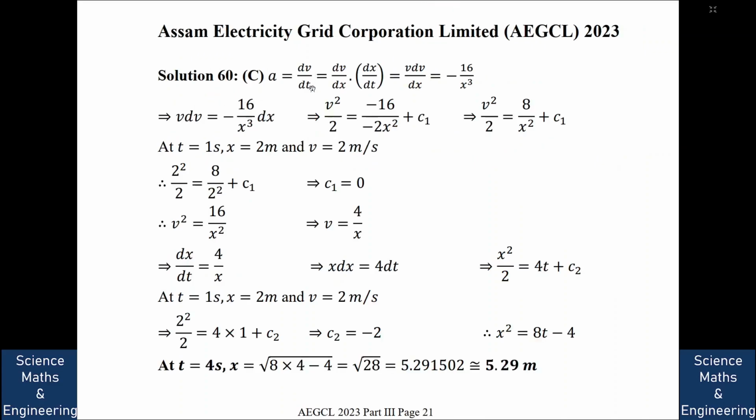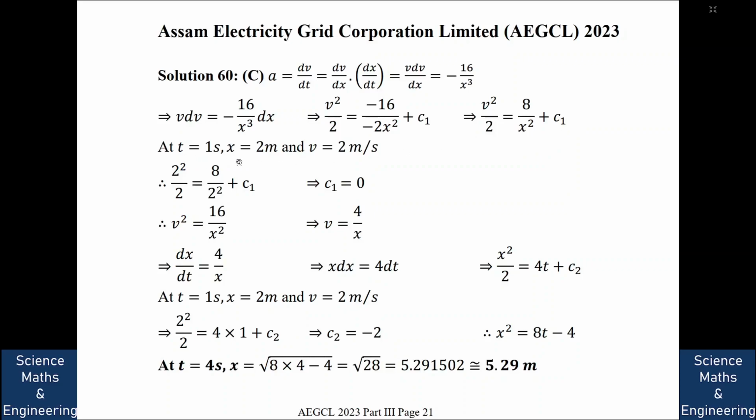The answer is, see, a we know is dv/dt, so it is equal to dv/dx into dx/dt. So from here we get dx/dt is v, so it is v dv/dx. Now a already we know is -16/x³. So what we get, v dv is equal to -16/x³ dx. So from here, integrating, v²/2 is equal to -16/(-2x²) + c1, or v²/2 = 8/x² + c1.